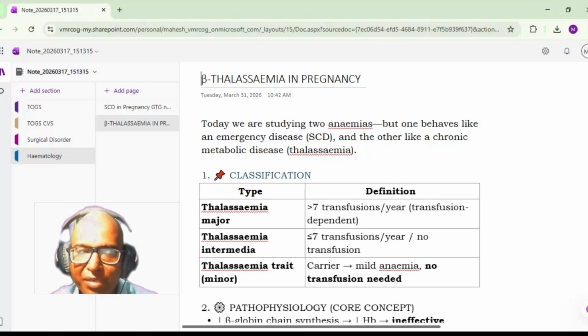What are the types of thalassemia? We'll finish with thalassemia first. Clinically, it is either thalassemia major, thalassemia intermedia, or thalassemia trait, or thalassemia minor, what we call it. If the patient requires blood transfusion of more than 7 transfusions per year, that is transfusion dependent, it is thalassemia major. If the transfusion requirement is less than or equal to 7 per year, or no transfusion, then it is thalassemia intermedia. While thalassemia trait is just a carrier where there is a mild anemia and no transfusion is required.